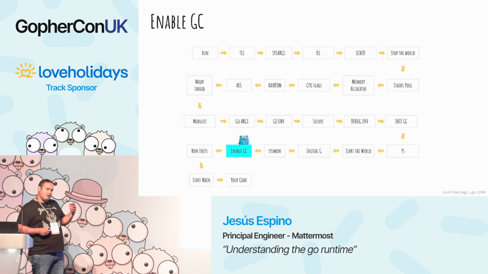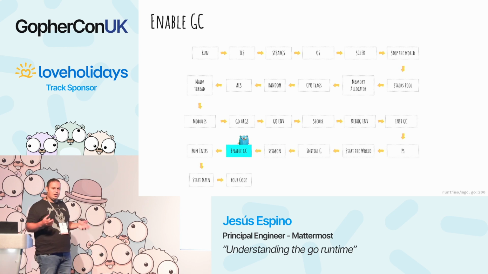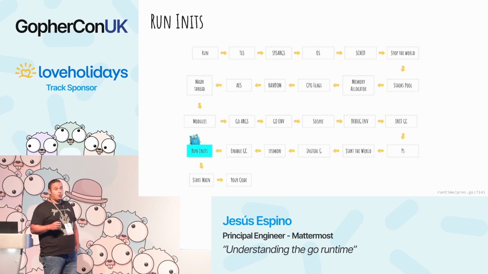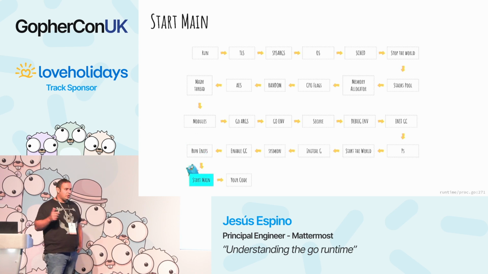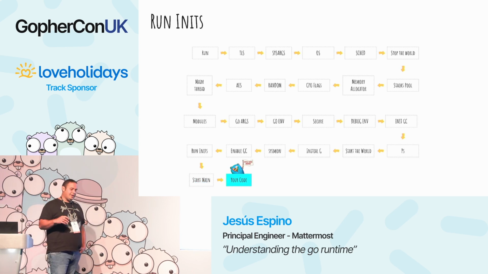So now we have the whole scheduler working, the memory allocator working, everything that we need working, so we can start running stuff. So the first thing that is going to run is all the inits of all the packages that are imported. And after that, it's going to start your main function and, of course, your code. So that is how the Go runtime initialized.